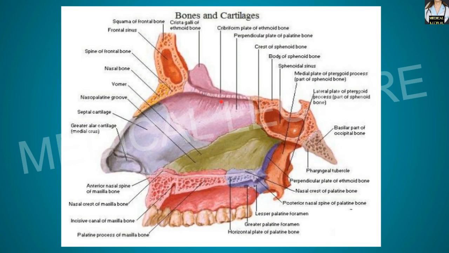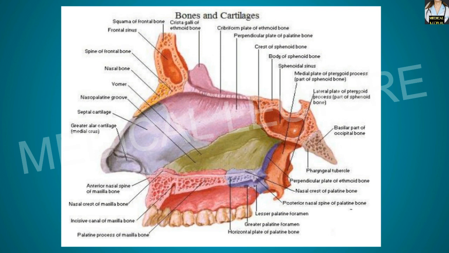The roof of the nose is basically formed by the nasal bone and the frontal bone anteriorly, the cribriform plate of the ethmoid bone in the middle, and the body of the sphenoid bone posteriorly. Now the floor of the nose is basically formed by the upper surface of the hard palate.